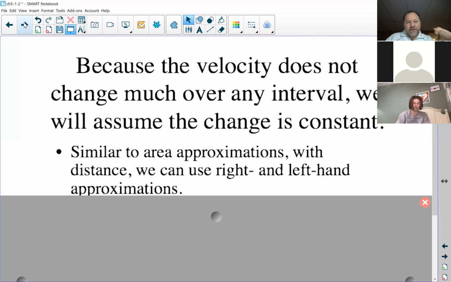In this case, our velocity is pretty consistent, right? It doesn't change a whole lot over any time interval. So we are going to do one little assumption, and the assumption is we're going to assume that it's changing at a constant rate. So what we're going to do, similar to our area approximations with distance, we can make a right-hand approximation or a left-hand approximation.